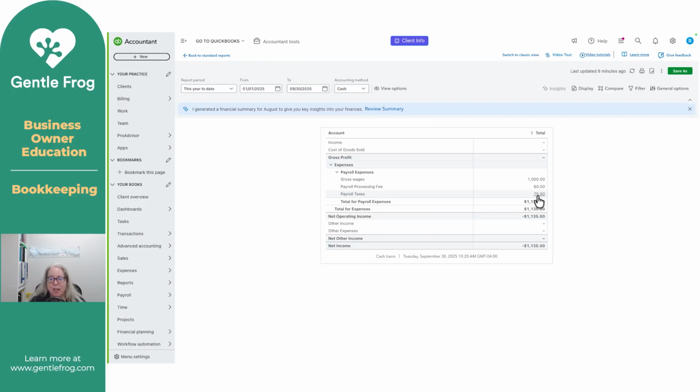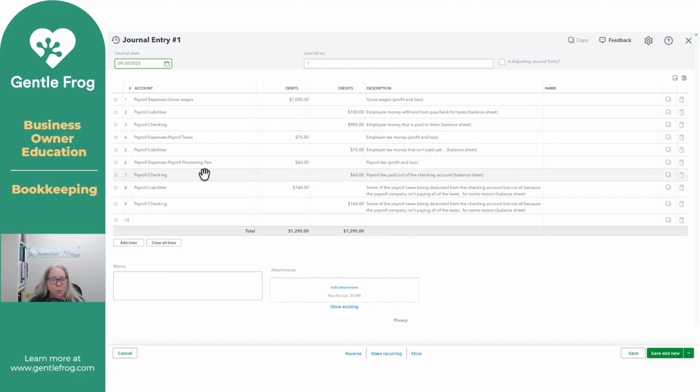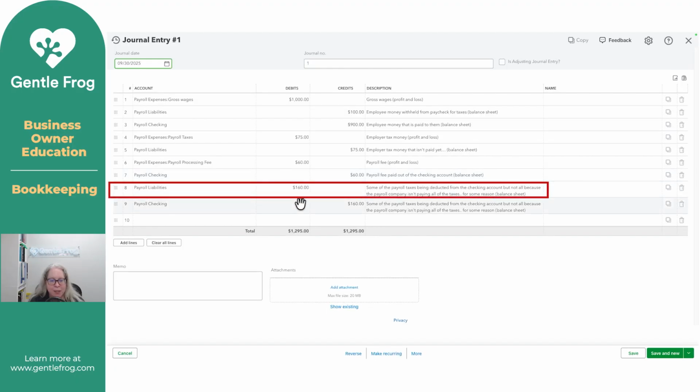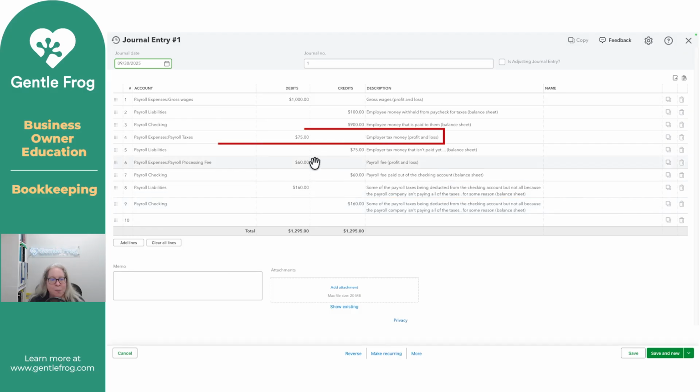The $75, it's not the same as the total amount of money that came out of the checking account for taxes. Let me go back to the journal entry. When we look at the amount of money that comes out of the checking account, we can see that it's $160. But that payroll taxes, it's only $75. It's only $75 because it's the employer money.